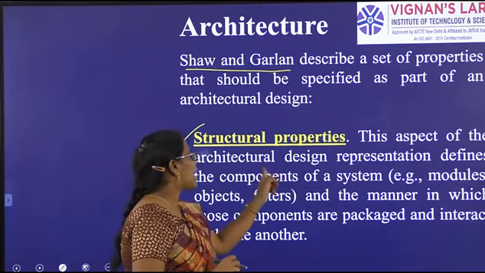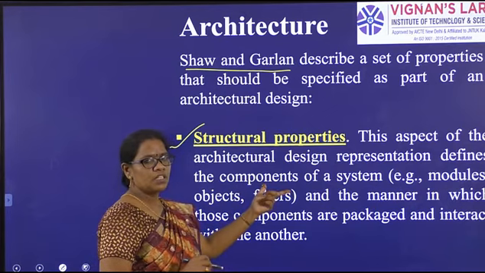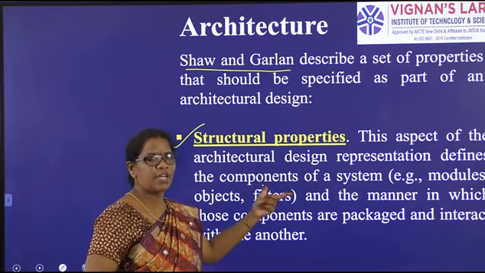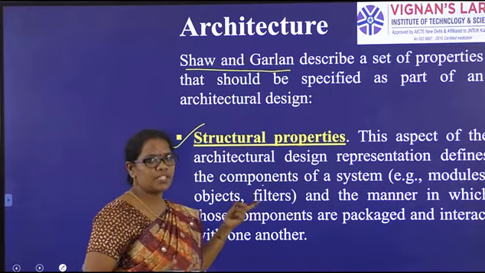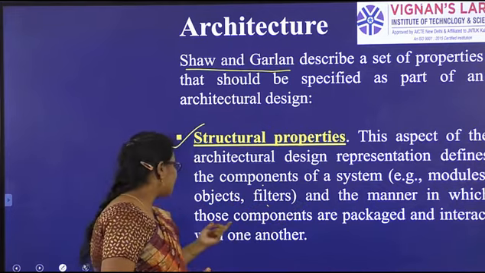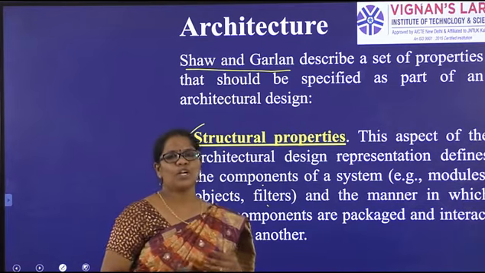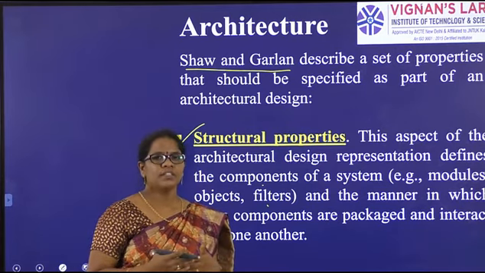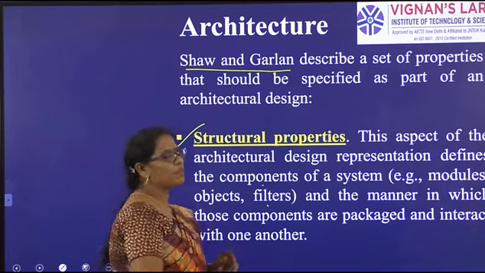This aspect of the architectural design representation defines the components of a system. So how many modules are there in your project? We have to represent those modules. And objects, so what are the objects? That means the classes you are using, the filters, and the manner in which those components are packaged and interact with one another. So how those modules interact with each other, how those modules connect with each other, we have to show in these structural properties.